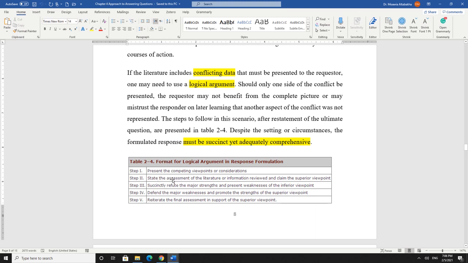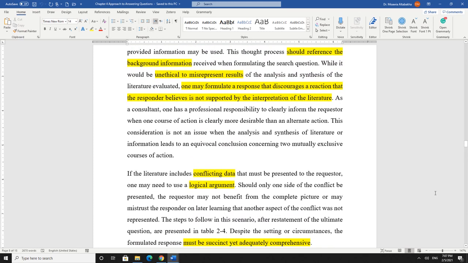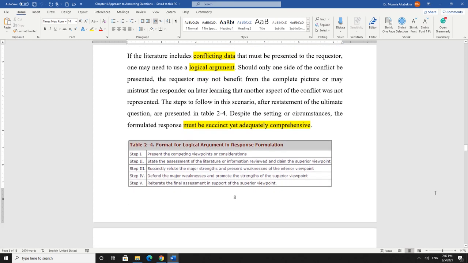Then state the assessment of the literature or information reviewed and claim the superior viewpoint. So you have done your assessment and you believe one is better. So you have to tell the requester that this claim is superior from my point of view. This claim is superior. I support this. Why? Now you have to make him convinced. Otherwise, he will tell you, oh, you don't know anything. You just give me information without really good evidence.